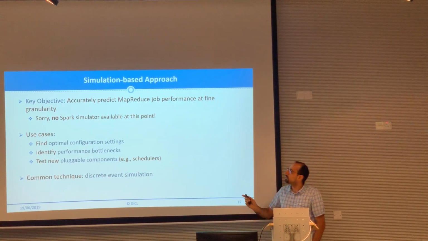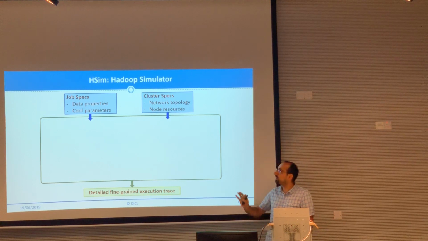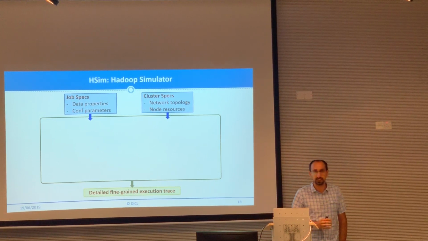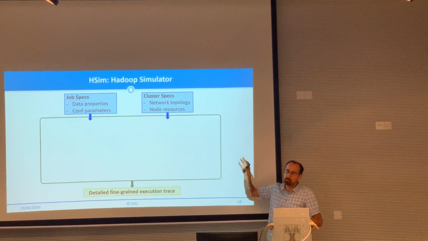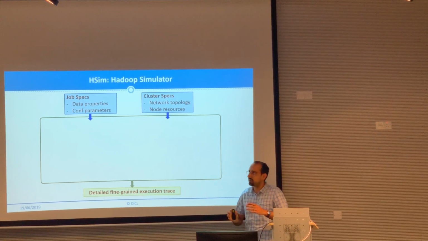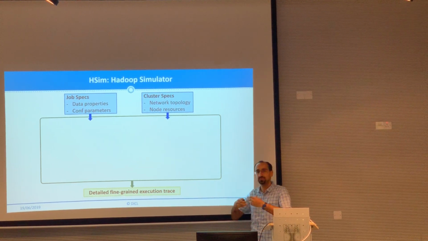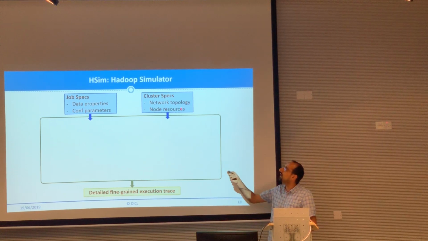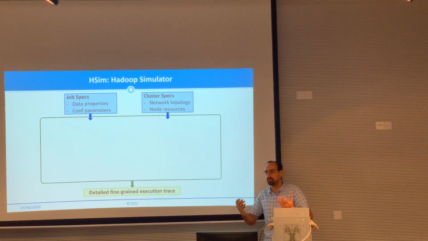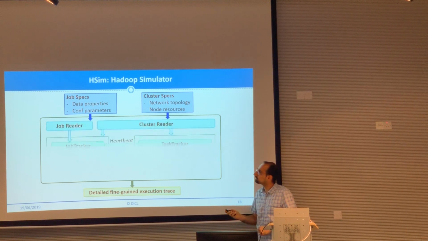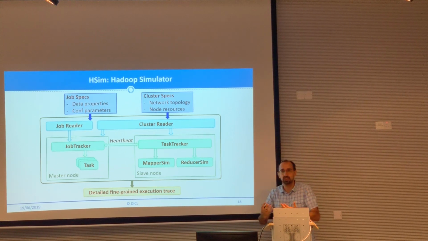And all the simulators that I've seen are essentially using discrete event simulation to build the simulators. So we're only going to see one of them, HSim, which is I think the latest Hadoop simulator. The idea is, you give some input to the simulator, and this input typically comes in the form of essentially two text files with some information. One file has information about the job itself, some configuration parameters and properties of the data, and also some cluster specifications. These are my nodes, this is the topology of the network, and so on and so forth. Then the simulator will essentially take this input, build a virtual cluster, right?